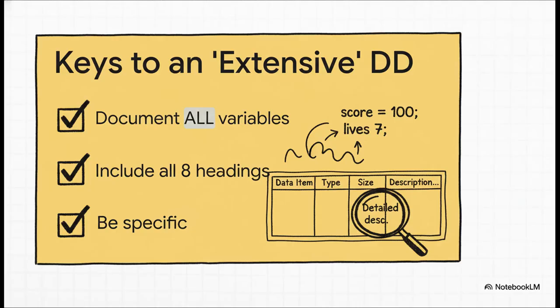Now, to lock in those marks, your data dictionary needs to be exhaustive. Document every key variable. And crucially, you have to include all 8 of the required headings: data item, data type, format, size, and so on. Now, defining things like size in bytes might feel a little tedious, but that's what separates good engineers from great ones. It forces you to think about memory efficiency. Be specific, be professional, and leave absolutely zero room for guesswork.